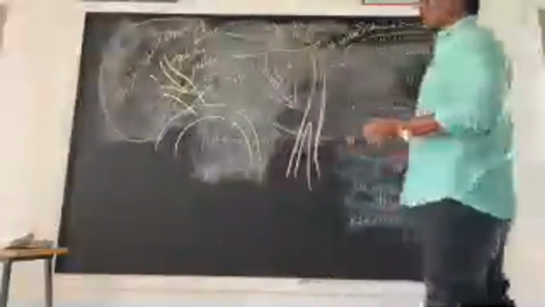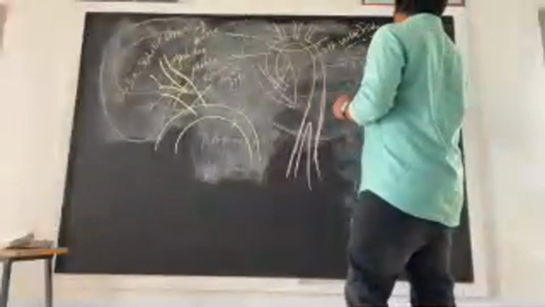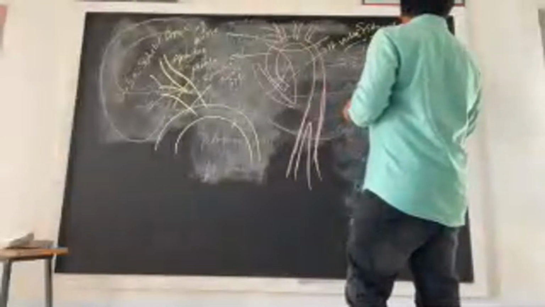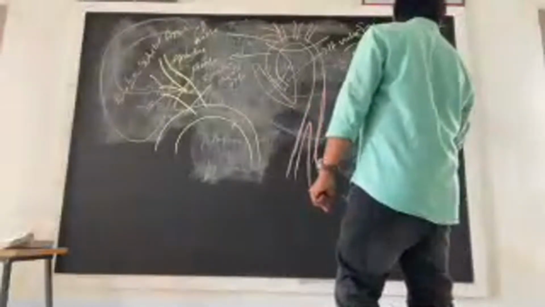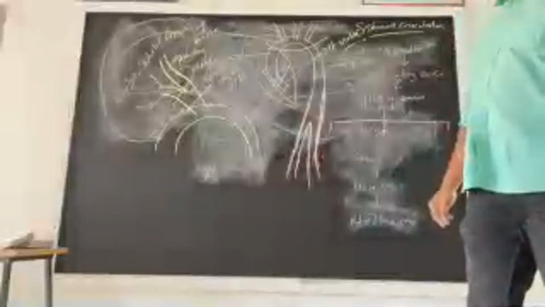Now when you look here, you take the aorta. Now the aorta is divided into ascending aorta. This ascending aorta is giving rise to the arch of aorta. Now this arch of aorta is divided into three.